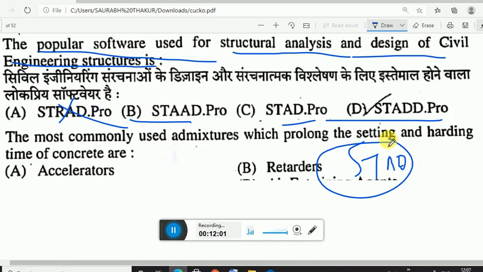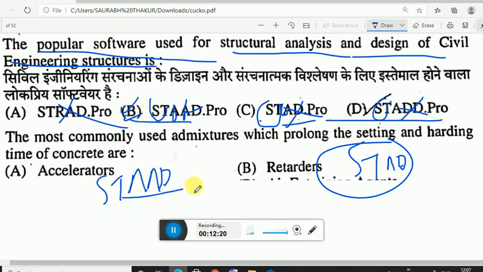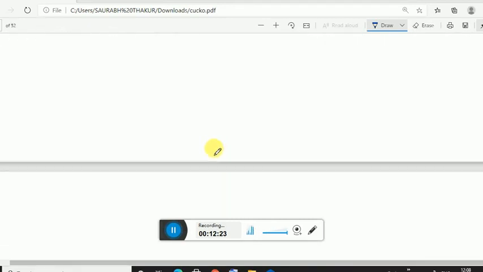Structural analysis and design. If you know the full form, if you know the meaning of STAAD.Pro, that is structural analysis and design. Structural analysis, not just design. Your correct answer would be STAAD.Pro, STAAD double A. Okay, we are moving to the next question.